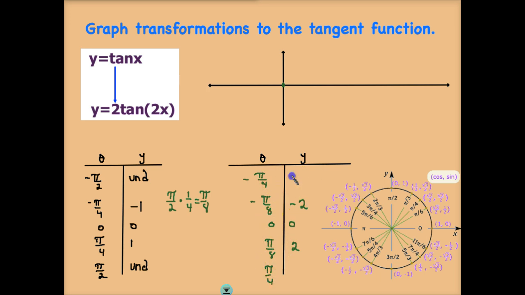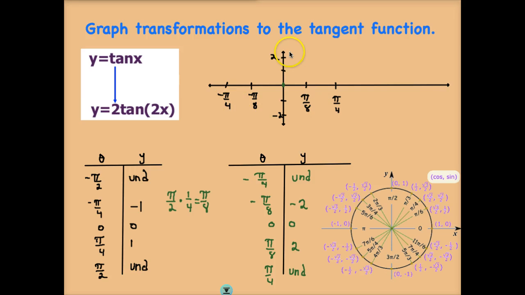So here we would have undefined at negative pi over 4, and undefined now at positive pi over 4. I'm ready to graph my tangent function. So what I'll need to do is draw in my thetas using these values.